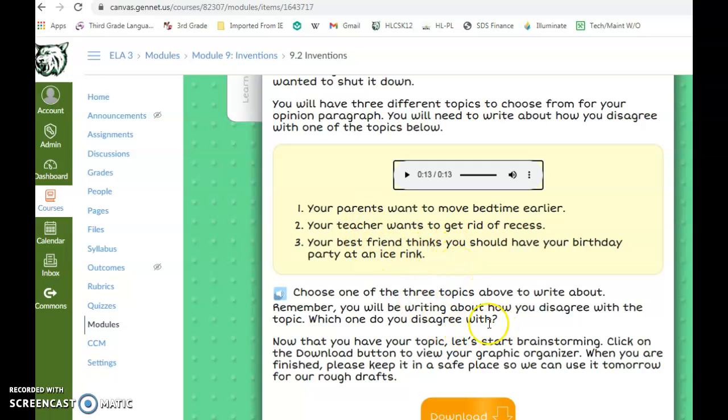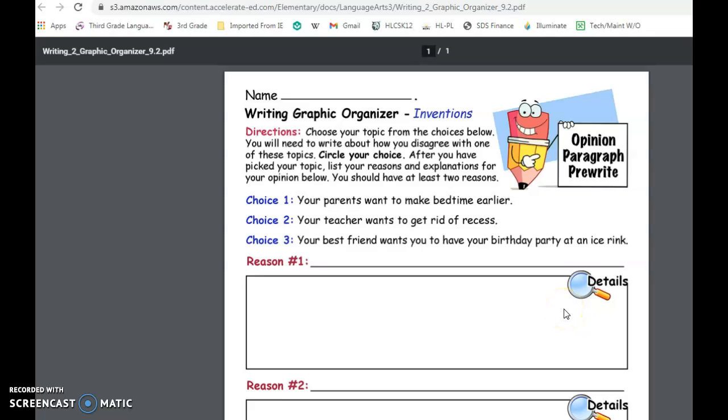So you're choosing one of the 3 topics to write about. Remember, you'll be writing about how you disagree with the topic. Which one do you disagree with? Now that you have your topic, let's start brainstorming. So we'll click on this. And this is in your packet. This is page 140, so you will be completing that today, Tuesday. So choose your topic from the choices below, and your choices are listed here.